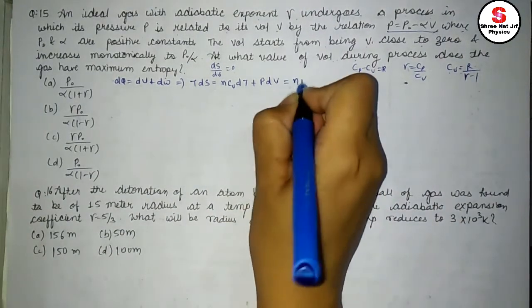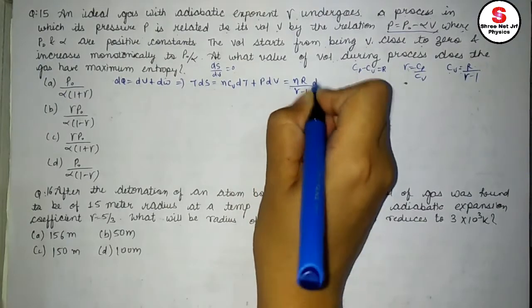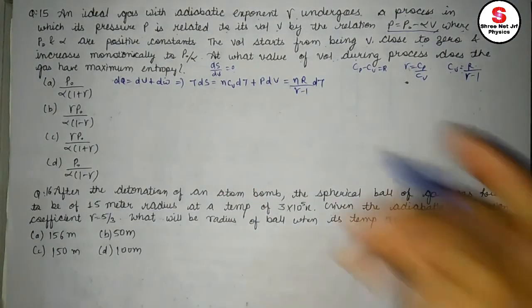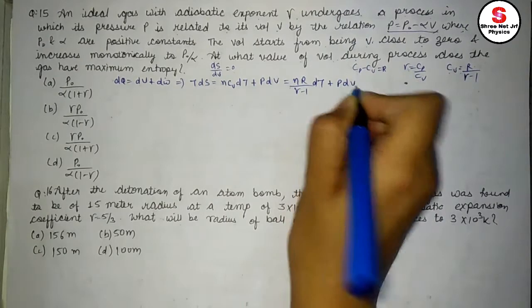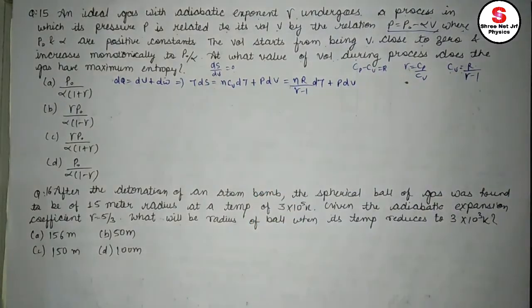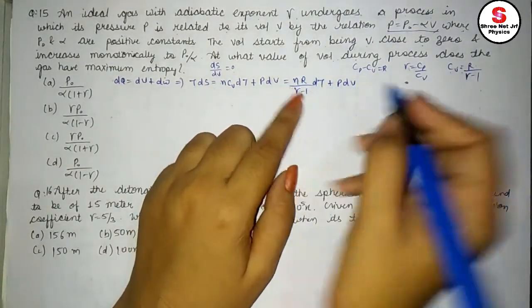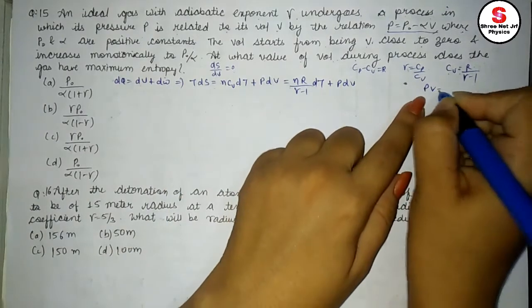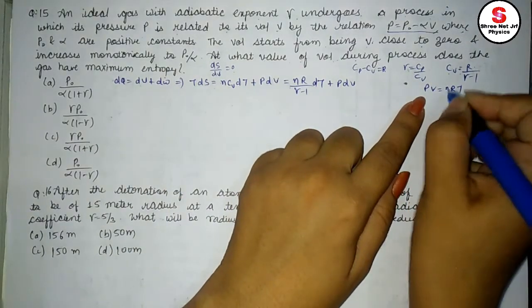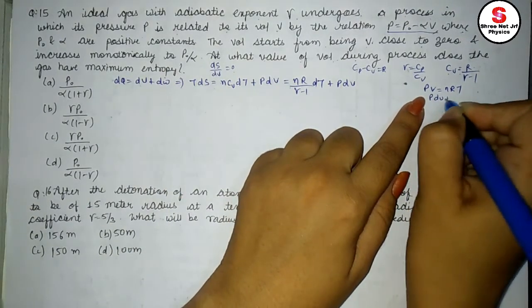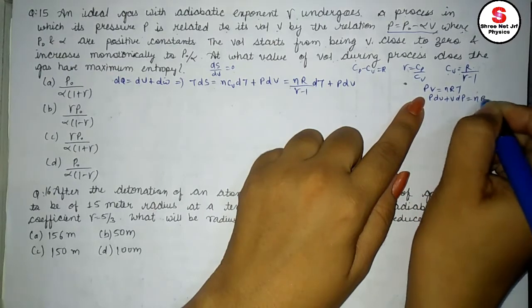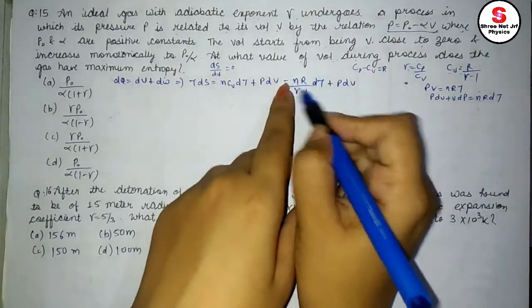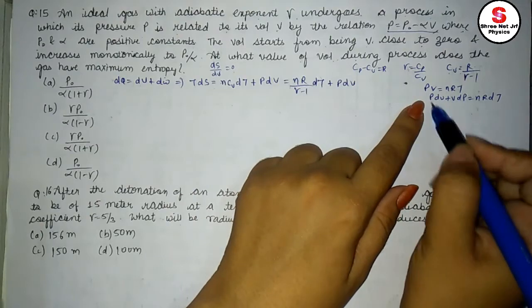I can write it as nR divided by gamma minus 1 dT plus P dV. Now see nR dT. We know the ideal gas equation is PV equals nRT. On differentiating it, P dV plus V dP is equal to nR dT. So here nR dT can be written as P dV plus V dP.